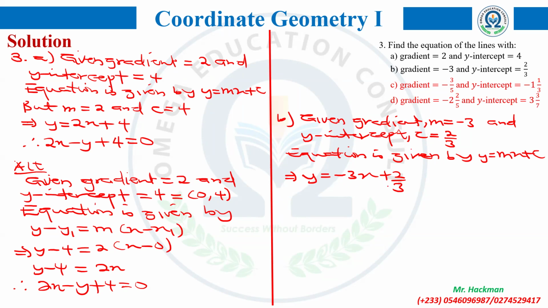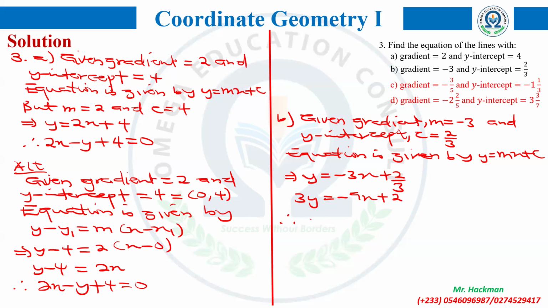So let's clear first. More than a term here, so we can multiply through mentally. The LCM will be 3, so 3y is equal to 3 times this, minus 9x, 3 times this plus 2. The 3 will cancel. This is negative, so it means I have to move these 2 terms here.